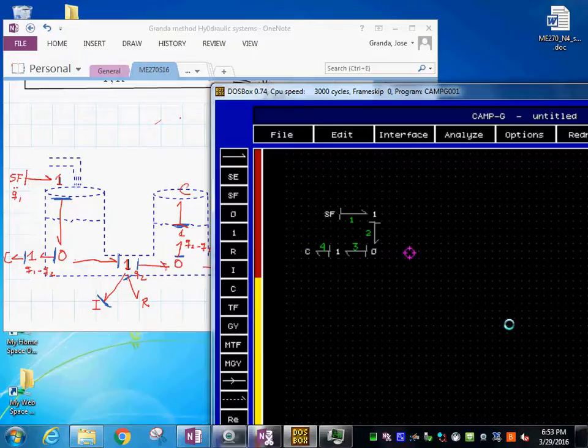and then you have the I element in here, and then you have the R element, and then you have the 0 here, and then we have the 1 like this, and then you have the C element in here.